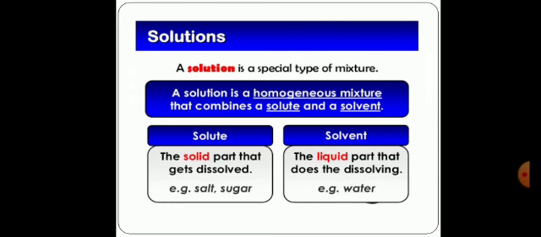What is a solvent? The liquid part that does the dissolving, for example water. For example, we make the mixture of salt and water, so salt is a solute and the solvent is a liquid. And remember one thing: the small amount is the solute and the large amount is the liquid. So salt is a small amount and water is in large amount. A solution has two parts, a solute and a solvent.